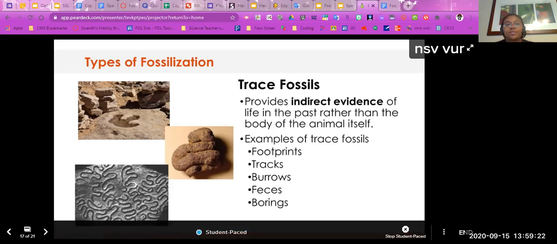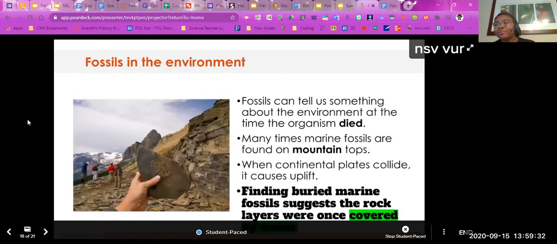But those are your different types of trace fossils. Yeah, this sounds kind of gross. Here's a bunch of people in the chat saying, ew, it happens. It's science. Everybody's got to go. Even dinosaurs, they have to go too.